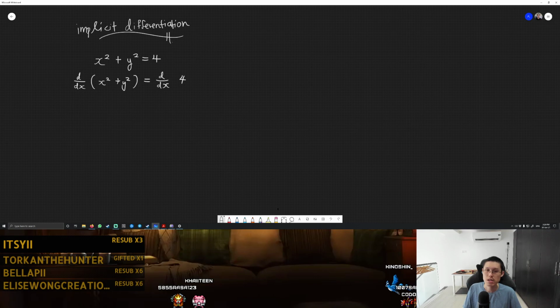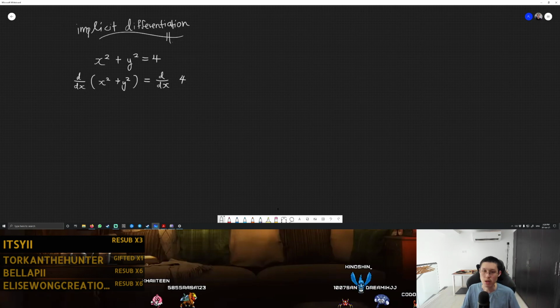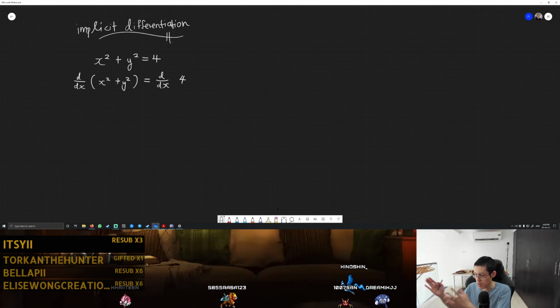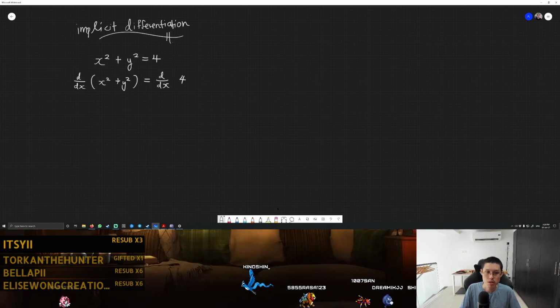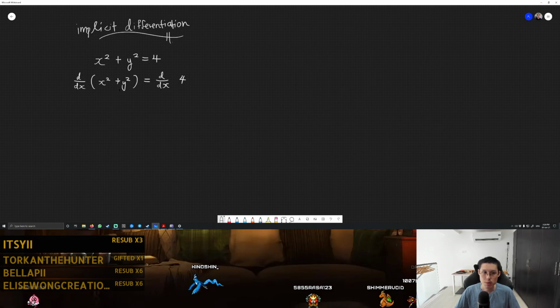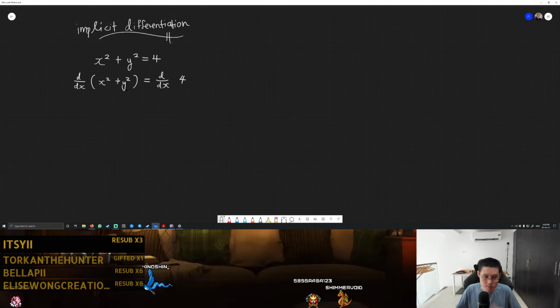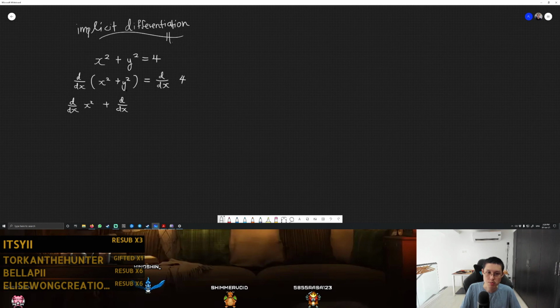So when you differentiate one side of the equation, you also have to differentiate the other side of the equation. It's a bit like adding something or multiplying something. You add something on the left side, you must add something on the right side. Okay, so when you differentiate two separate terms like this, you can differentiate each term separately. So you're essentially differentiating x squared plus differentiating y squared with respect to x. And if you differentiate a constant, in this case 4, you just get 0.